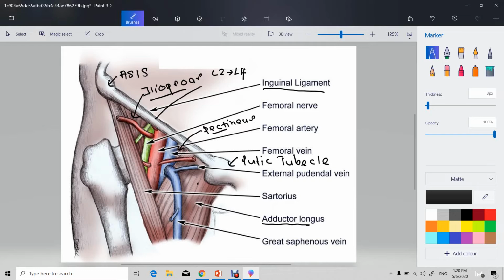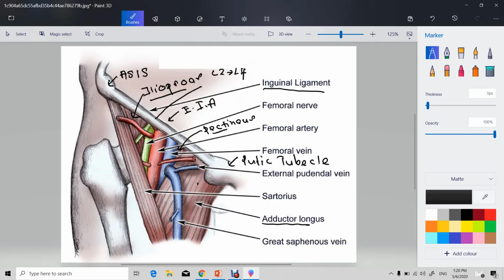Medial to the femoral nerve, the red structure is the femoral artery. The femoral artery comes from the external iliac artery and crosses the inguinal ligament. The femoral artery becomes the chief artery which supplies the whole lower limb region.